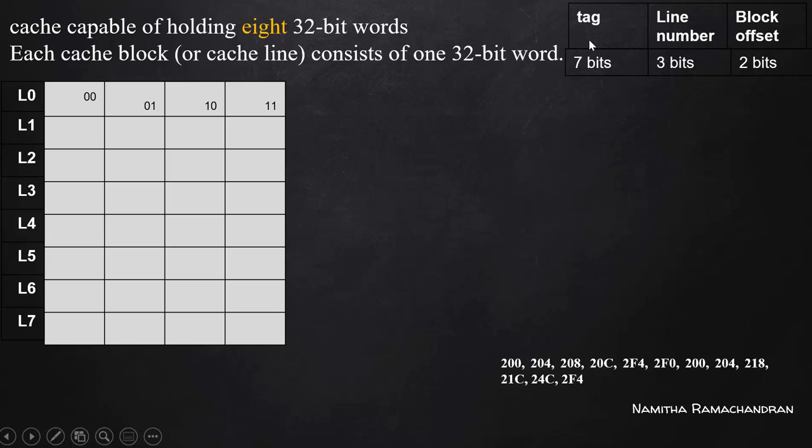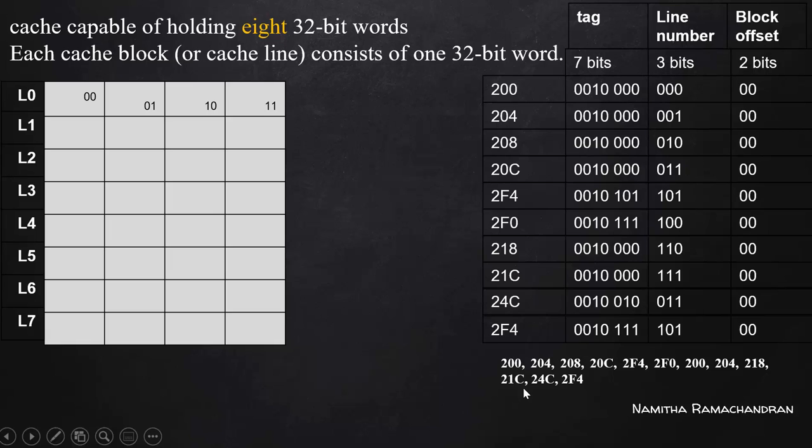So 7 bits form the tag field. Now we can identify the block offset, line number, and tag field value of each of these hexadecimal address values like this.